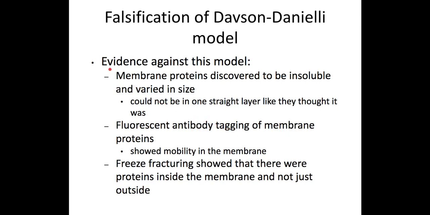And because of these doubts and issues with the actual model, several pieces of evidence were gathered through experiments and used against the model. So membrane proteins were discovered to be insoluble and varied in size through experimentation, and so it could not be one straight layer like it was originally thought the membrane was. And then fluorescent antibody tagging of membrane proteins showed mobility in the membrane, and freeze fracturing showed that there were proteins inside the membrane and not just outside.